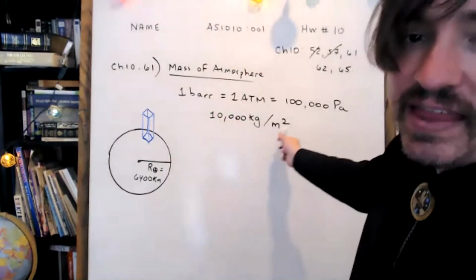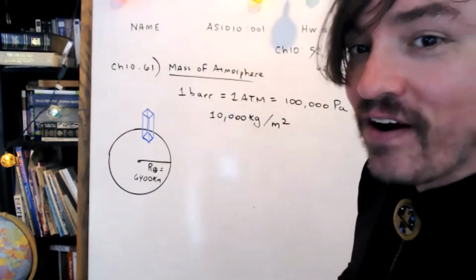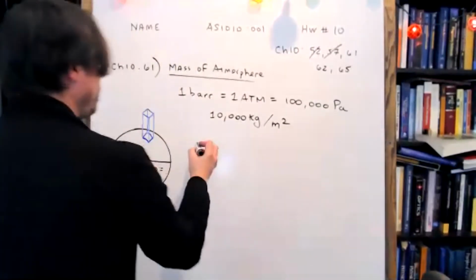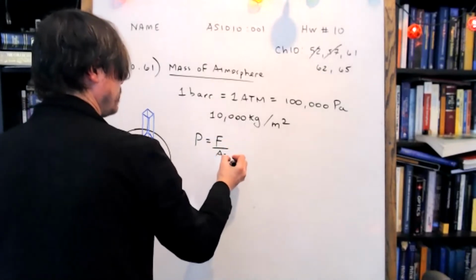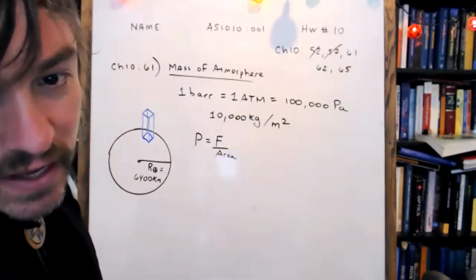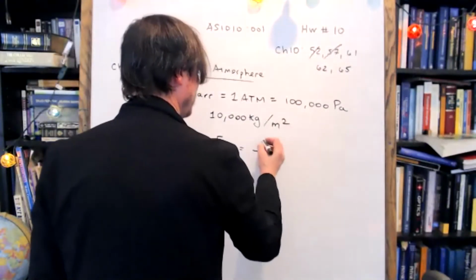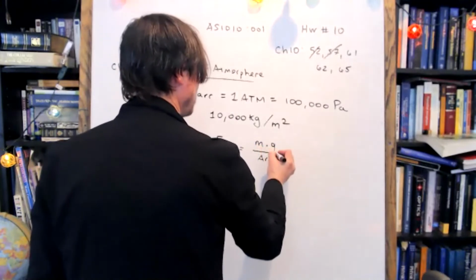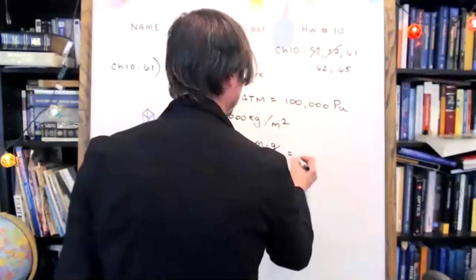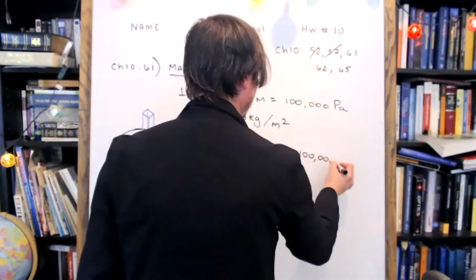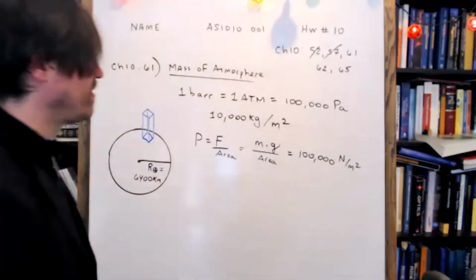Now, I think the problem would have been cooler if they forced you to get this number, which wouldn't have been that hard if you think about it. You know that pressure is force per unit area. And you know that the force coming down on a unit of area is mass times little g. And you know that the pressure is 100,000 pascals or 100,000 newtons per square meter.